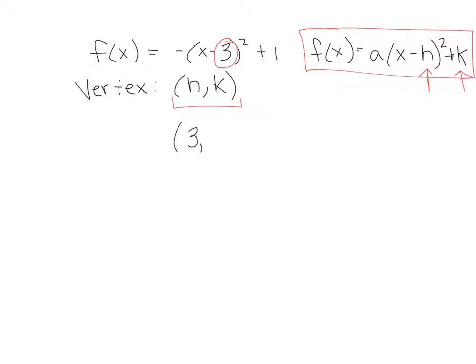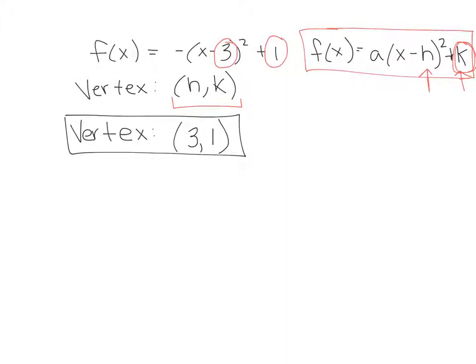Now we want to find the value for k. The k is the number that's being added or subtracted to the squared portion of our equation. And that number corresponds to a positive 1 in our equation, so k is 1. That means that the vertex is (3, 1). That's the ordered pair for the vertex.